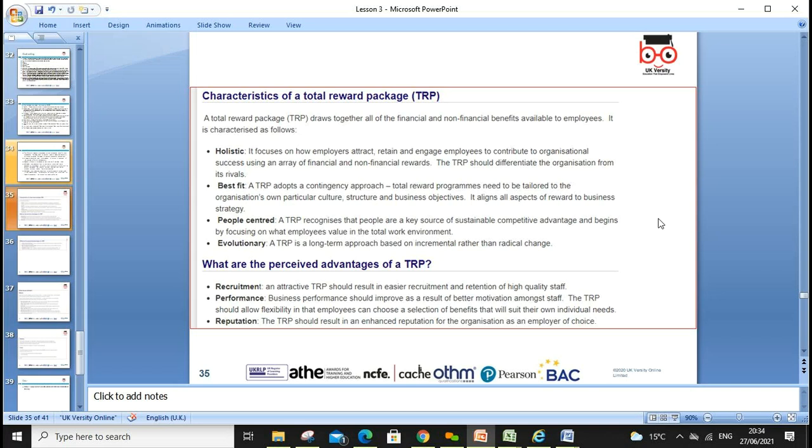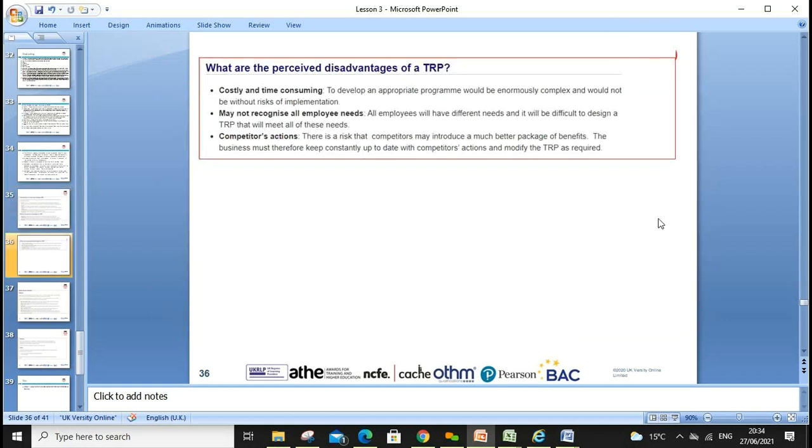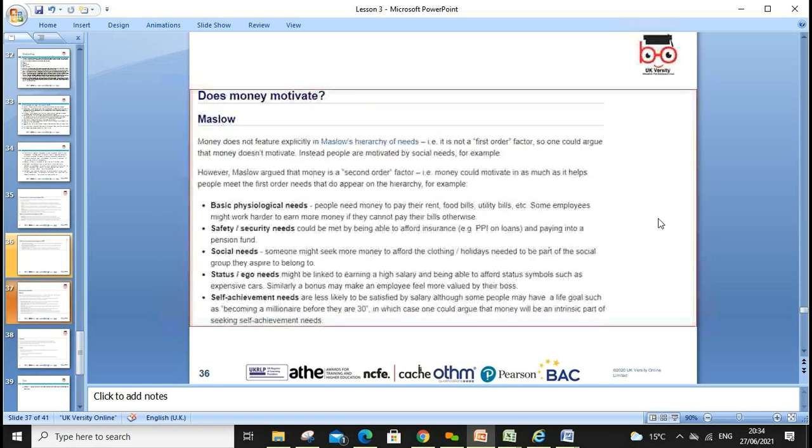And then we have the characteristics of the total reward package. We need to look at whether it is holistic. It focuses on how employees are attracted, retained, and engaged. Is it best fit? The total reward package fits with a people-centered package and is evolutionary. The long-term approach is based on incremental rather than radical change. And what are the perceived advantages for recruitment, performance, and reputation? All we need to focus on. And what are the perceived disadvantages if we don't? Cost and time consumption may not be recognized, all the employees' needs, and competitor action may not be focused on.